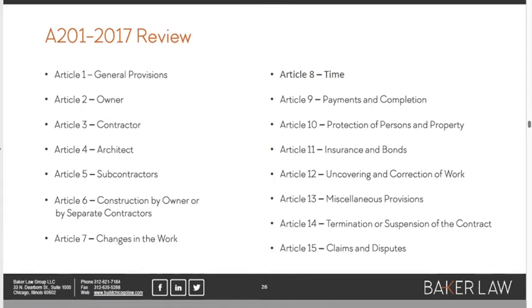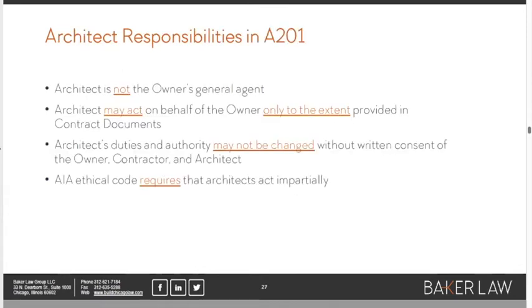Same thing for the architect in Article 4. If you were to search on the word architect or owner or contractor, you would see those words scattered throughout this whole document. All right, so that is what we're talking about here, okay? And we've said that the A201 is part of the owner contractor agreement.